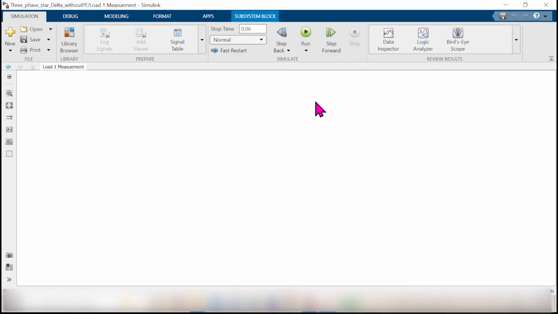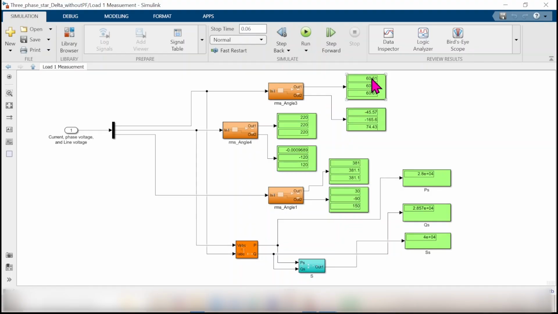Also, what I need from you is to look at the results of load 1 and load 2. For load number 1, we have a current of 60.6 ampere at angle minus 45.6, and the power is 28 kilowatt, the amount of VAR is 28.6 kilovar, and the apparent power is 40 kilovolt-ampere.